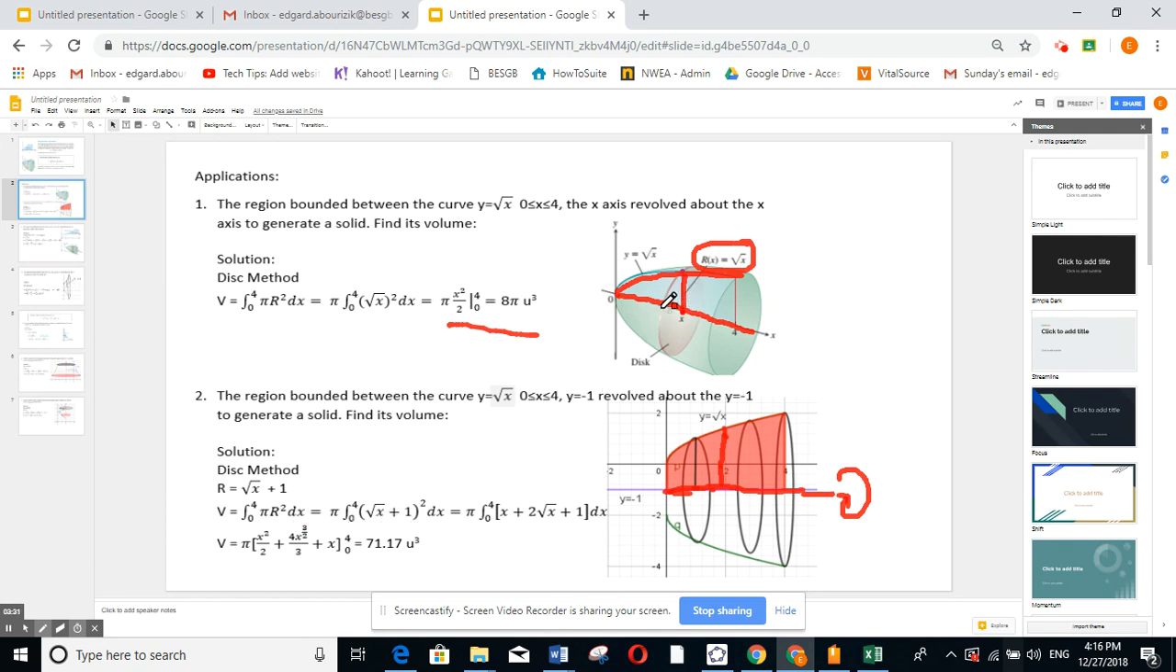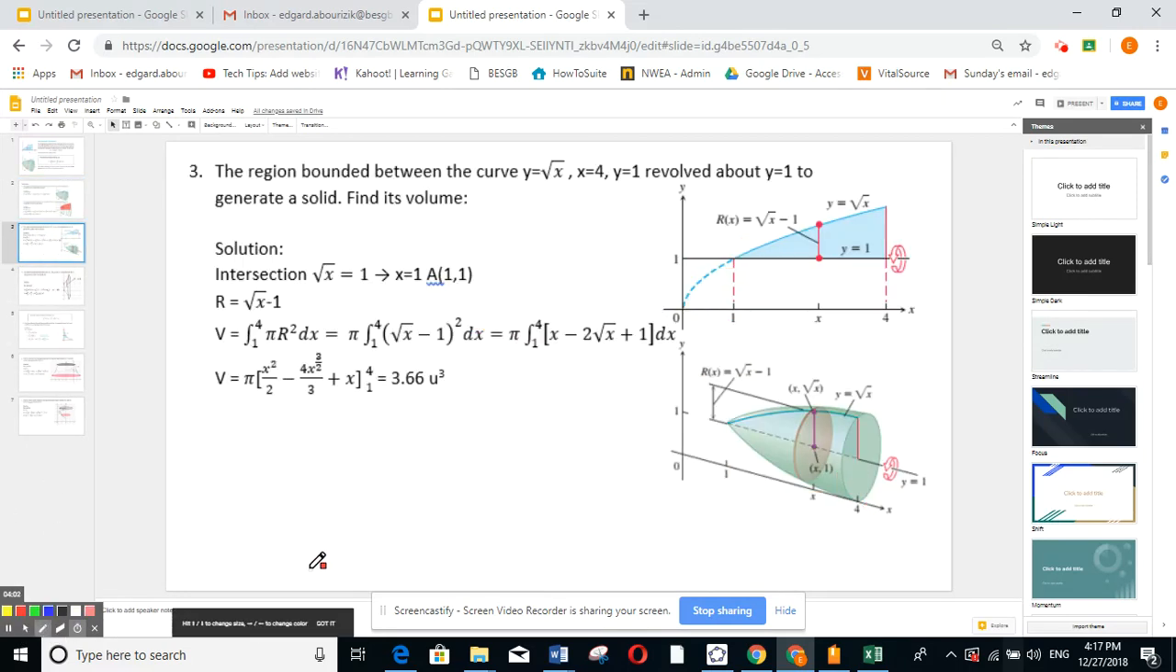Above, because I was rotating across the x-axis, the radius directly was the elevation to the curve, which is root x. But since I'm going to rotate from a horizontal line below, it will be root x from the x-axis up, and you add to it 1. If you have, for example, -2, you add to it 2. So it will be pi times the radius squared; you expand. This is an ordinary calculation for the integral.